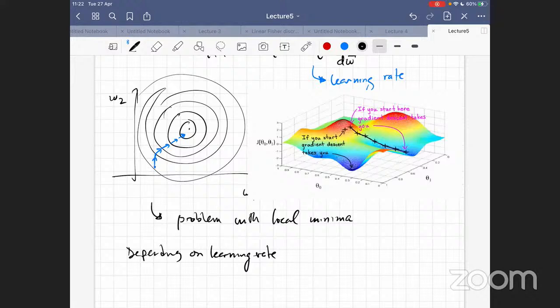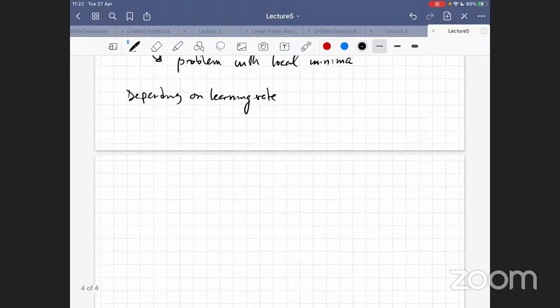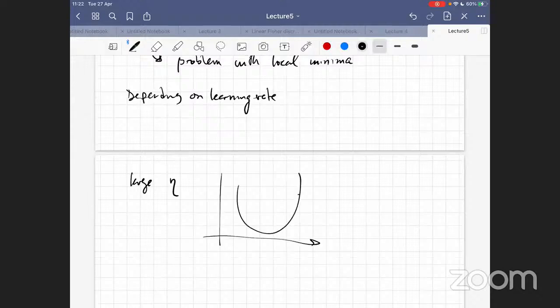Then you will succeed or not in finding your minimum because of the following. Imagine that you have a large learning rate, and then if your function is something like this, and you start here, if your learning rate is too large, then you may just do this thing here, and then you probably miss your minimum.